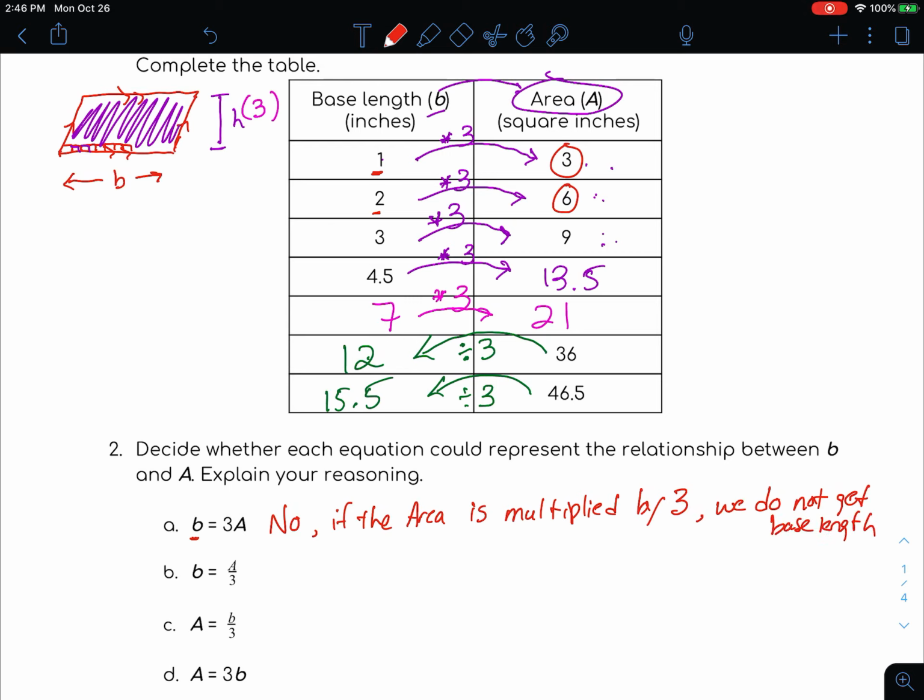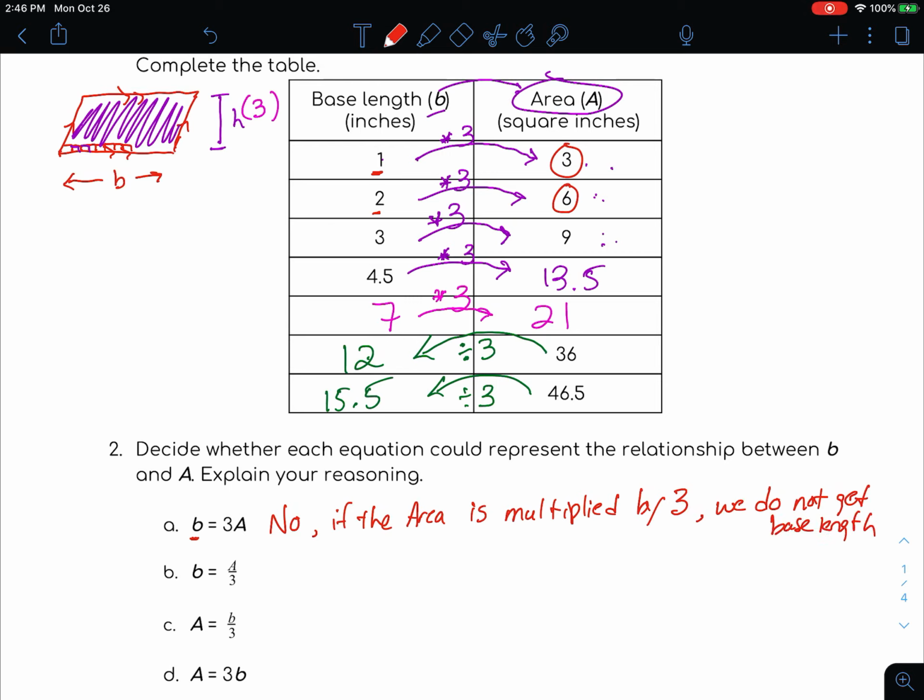All right. What about the next one? Base length is area divided by 3. I think that's what we were doing in the last couple of problems, right? We were taking the area and dividing it by 3, and we got back to the base length. 36 divided by 3 is 12. 46.5 divided by 3 is 14.5. So yes, area divided by 3 gets us the base length. So that works.